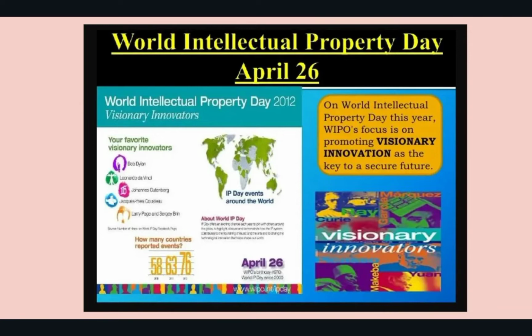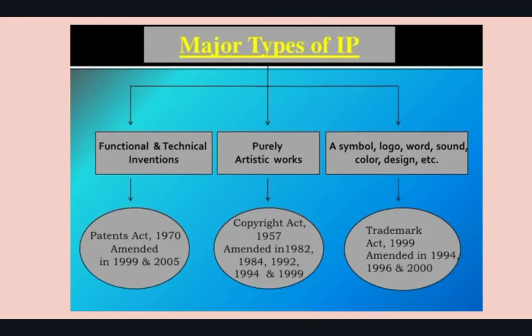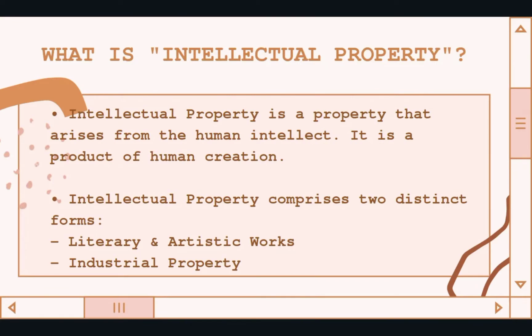There are different intellectual property such as patents, copyrights, trade names, trademarks, as well as trade dress. So there are many types of intellectual property. The first one is patent, the second one is copyright, and the third one is trademark. If you will notice the diagram, you will see their differences, and later on we will discuss them one by one. And now let us know what intellectual property is.